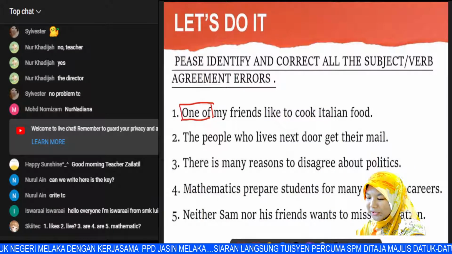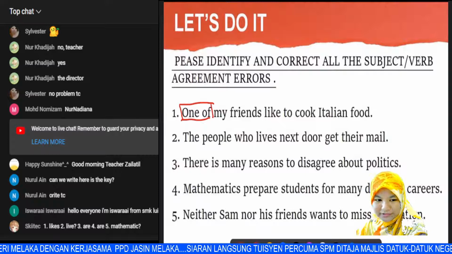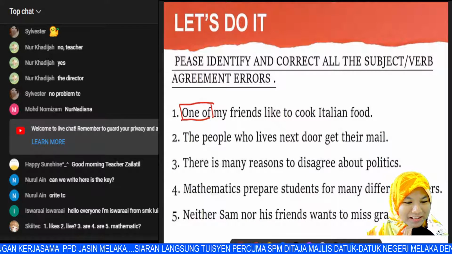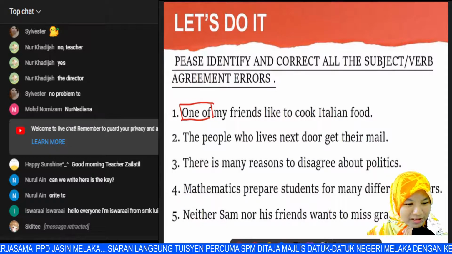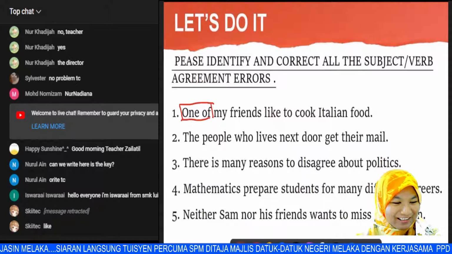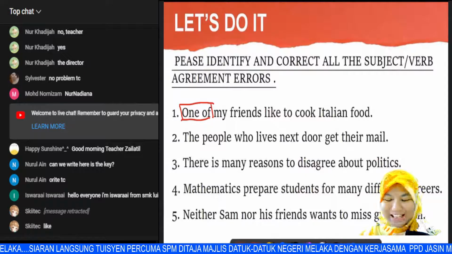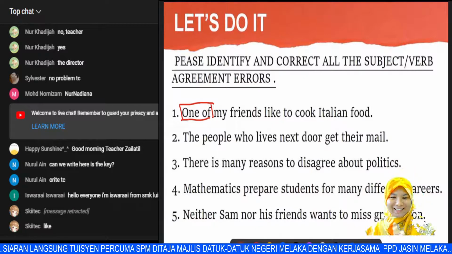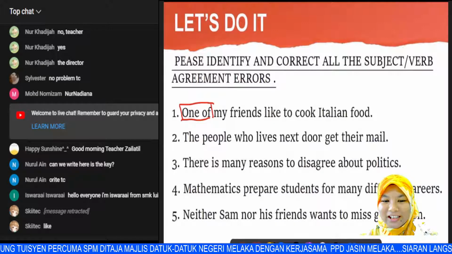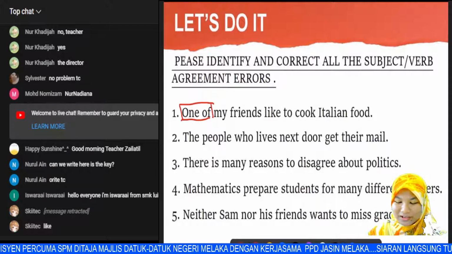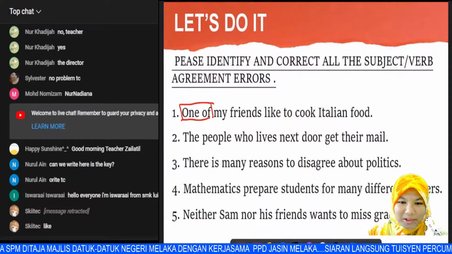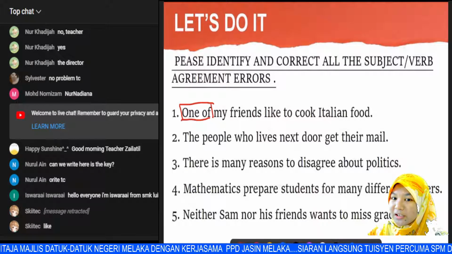If we use one of, the options are number 1, like; number 2, live; number 3, are. You gave the answer of like. Actually, you are on the right track. Here it focuses on this one, one of. If it is one of, it takes a singular verb.